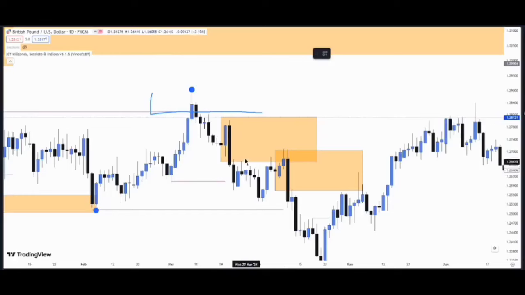These ones were not valid pullbacks. The real pullback happened here and came back to tap into it. You may have a point, yeah. But I don't want to confuse you guys. Just continue with the way you were trading until I finish the back testing session. But for now, let's just continue.